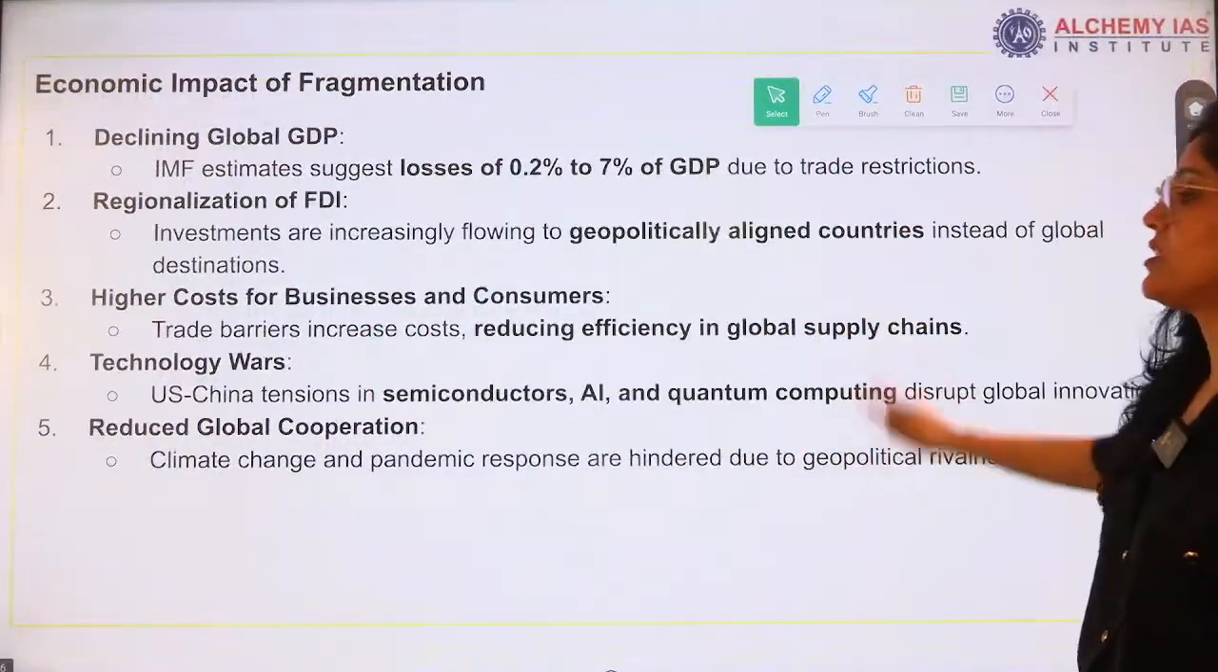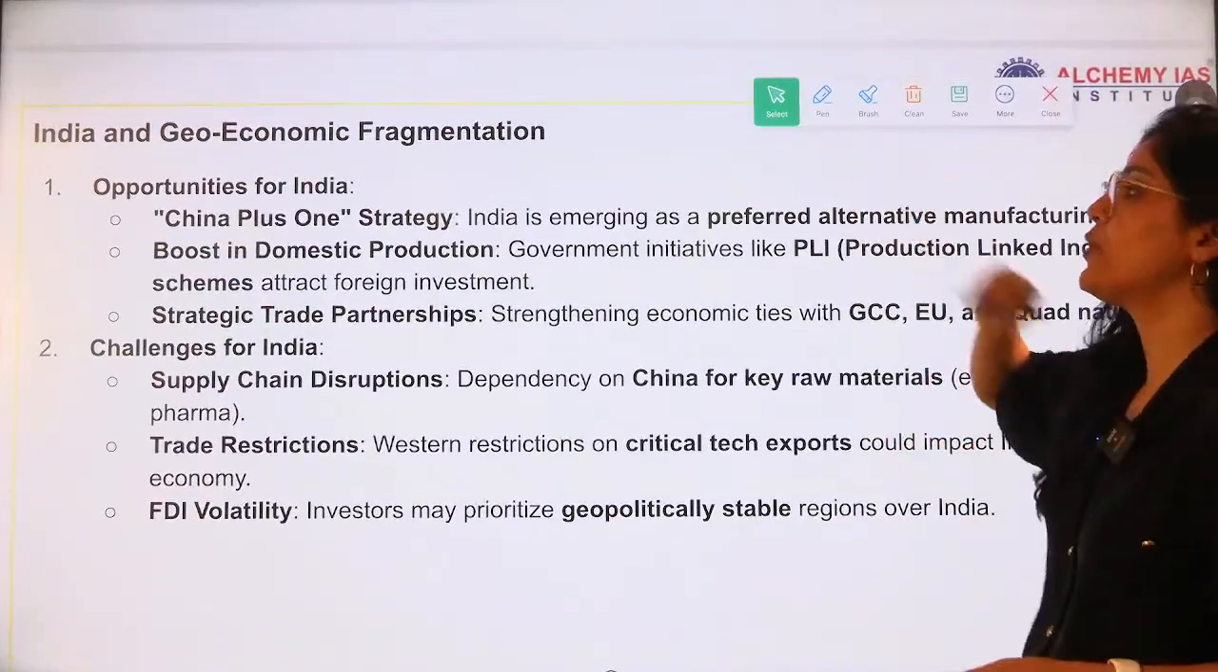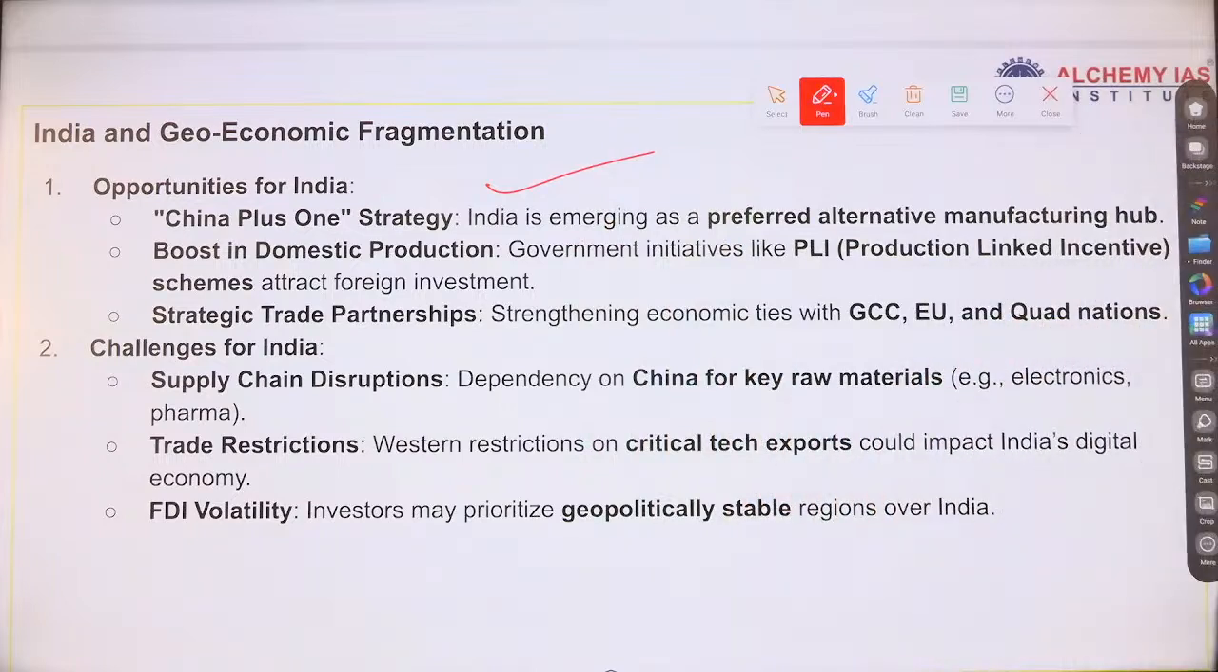Very, very important. Next is India and GEF. What can India do? What are the opportunities that lie in front of India?